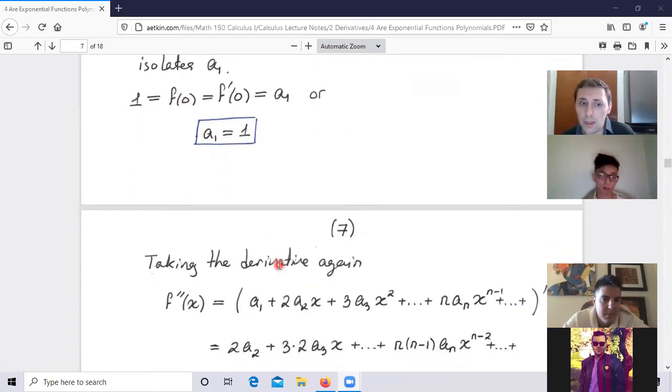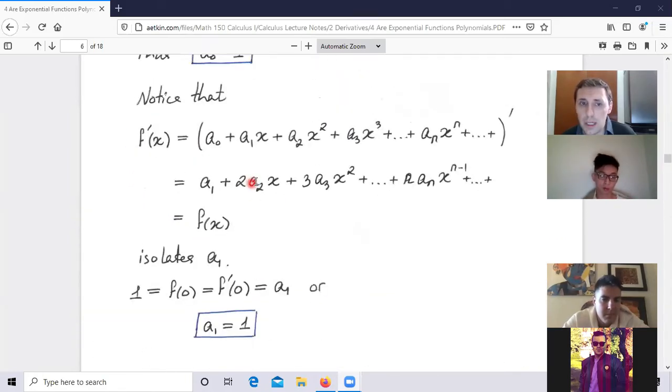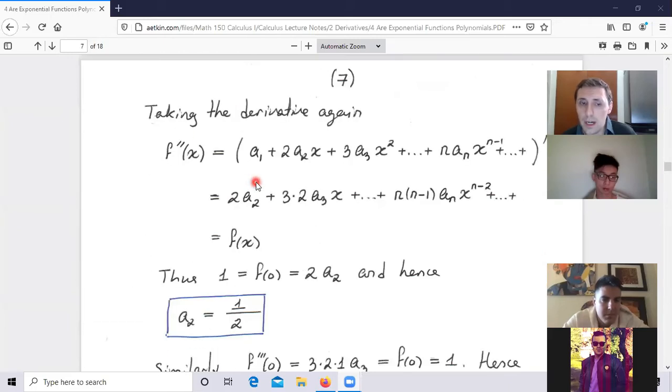Next, I want to know what's the coefficient a sub 2. I take one more derivative, and again, it doesn't change the function, yes? Because it's just one derivative, you do it consecutively. You take one derivative, it's f, take another derivative, it's f. And this time what I get is 1 equal to f(0), which is equal to twice a sub 2. And that means a sub 2 equals 1/2. Are you clear?